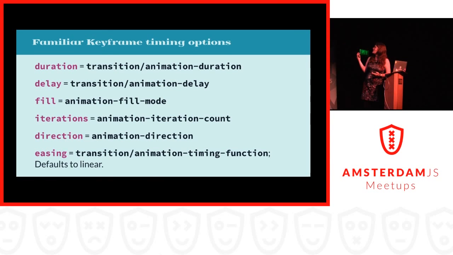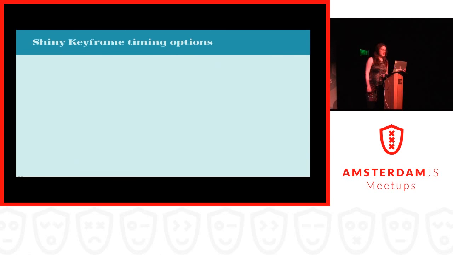Instead of animation-timing-function, it's easing, and instead of defaulting to the bizarre and unusual ease in, it defaults to linear, which is a constant rate of change, like sane people would write a spec. So, important for sequencing. Here's some shiny keyframe timing options.